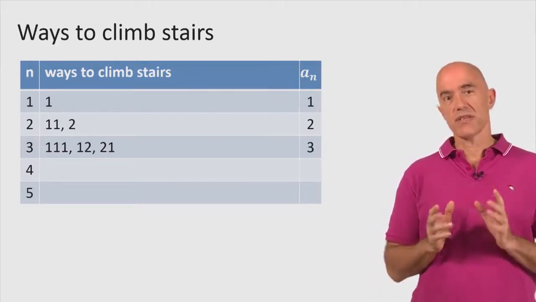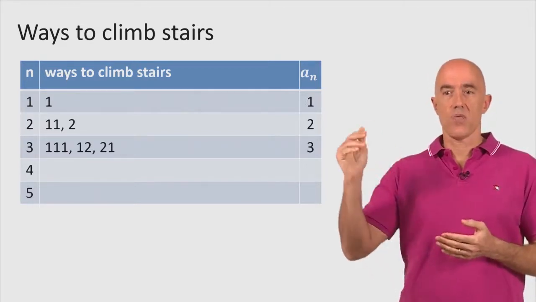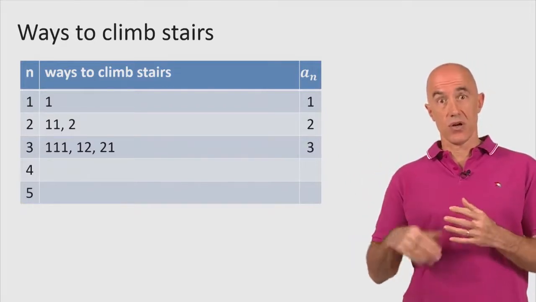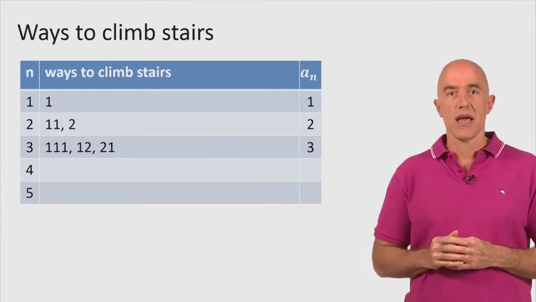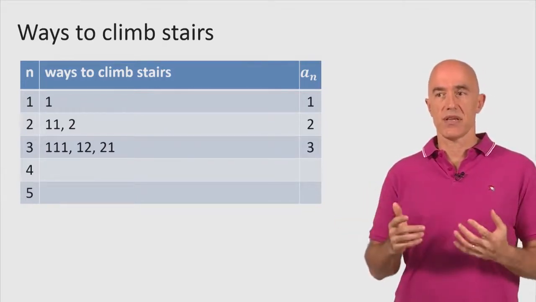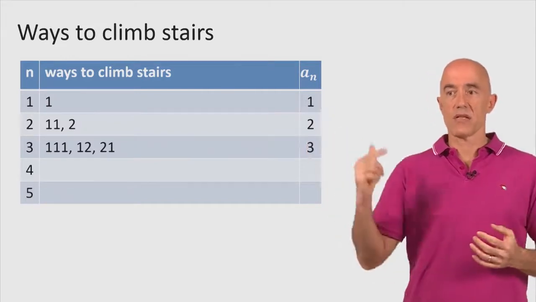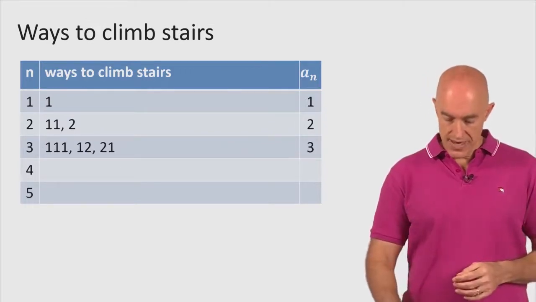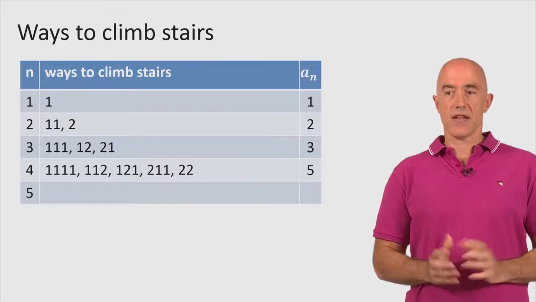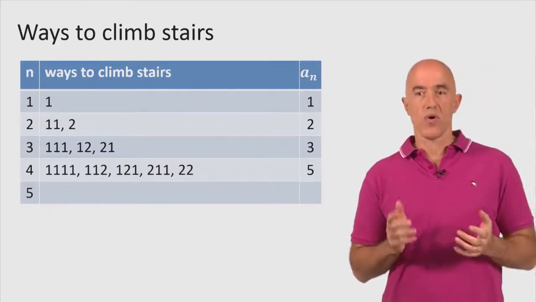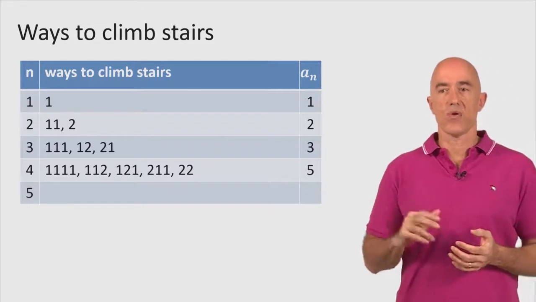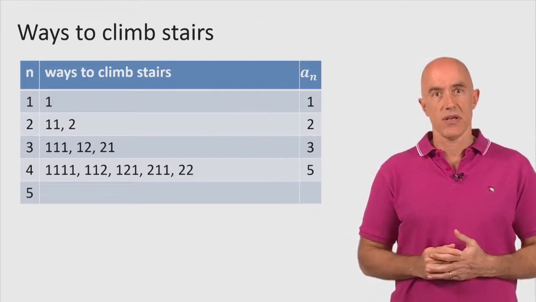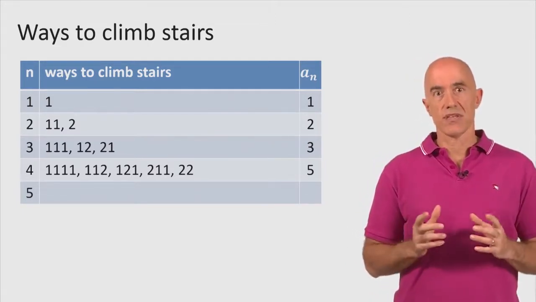If we have a 3-stair staircase, we can go 1, 1, 1, or 1, 2, going 2 stairs at a time at the end, or we can go 2, 1, taking 2 stairs at the beginning. And there are 3 different ways we can climb a 3-stair staircase. So we have 1, 2, 3. Looks like we're just counting, right? But if we have a 4-step staircase, then in fact there are 5 different ways: 1, 1, 1, 1; 1, 1, 2; 1, 2, 1; 2, 1, 1; and finally 2, 2. We take 2 stairs first, and then we take 2 more stairs. So there are 5 different ways to climb a 4-step staircase.